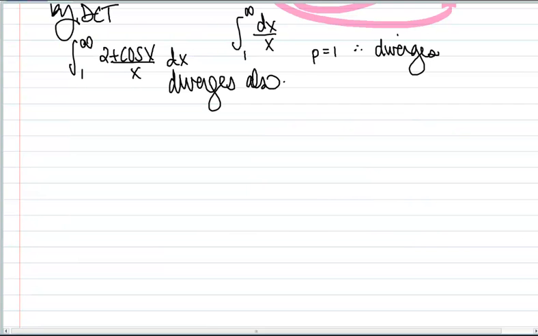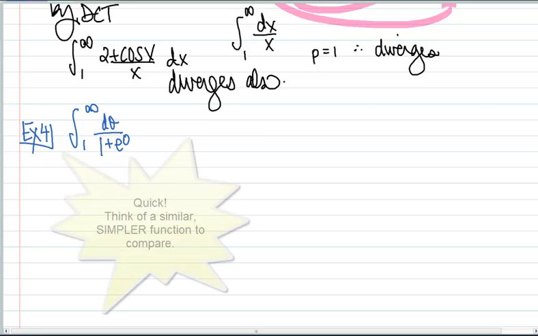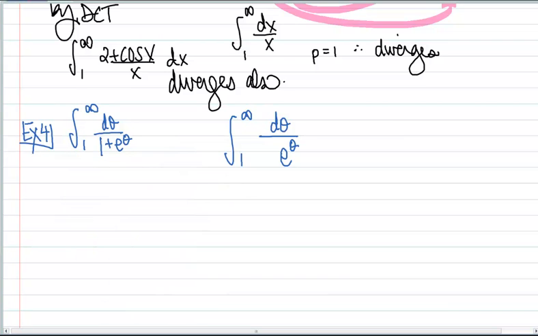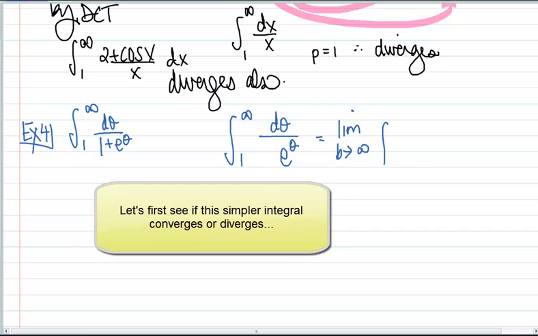Okay, and I'm going to take a look at one last one. I believe this was on your homework the previous night. The integral from 1 to infinity of d theta over 1 plus e to the theta. So let's compare this to a much simpler function. That would be what? e to the theta in your denominator. So I'm going to go ahead and write out this limit. This is just going to be e to the negative theta d theta.